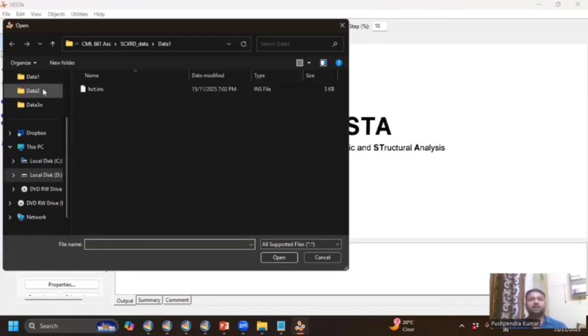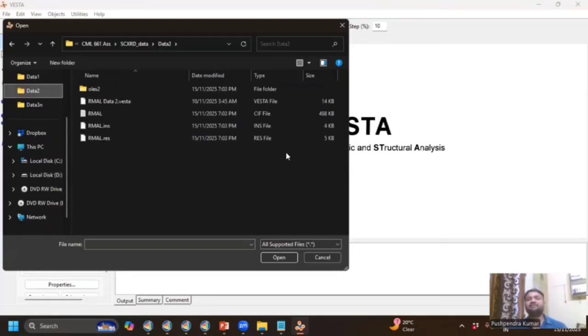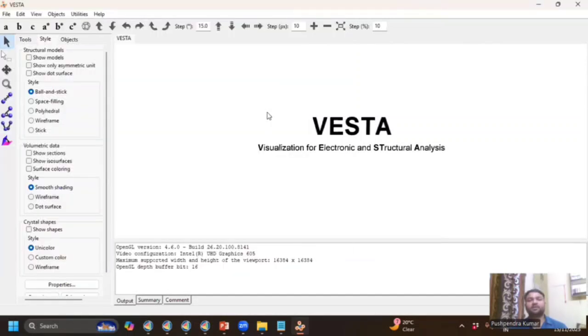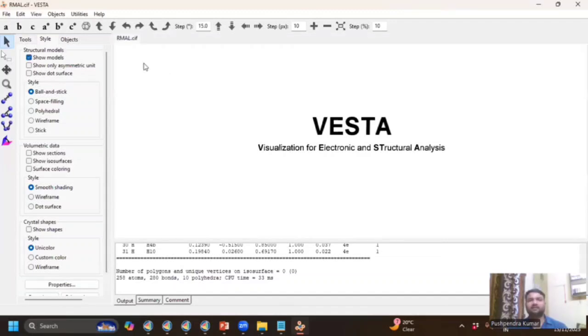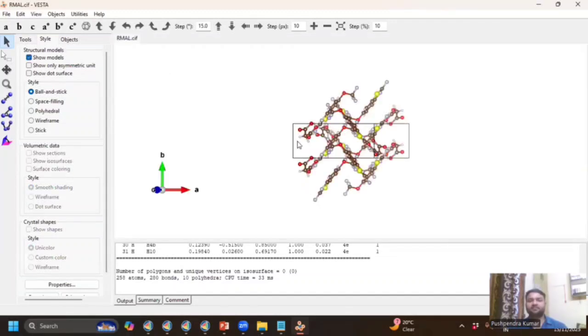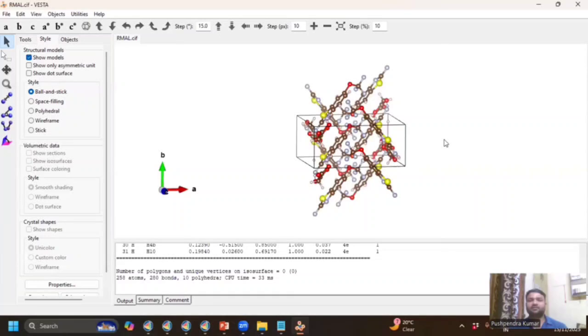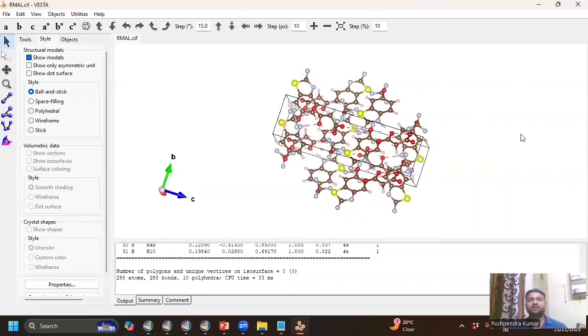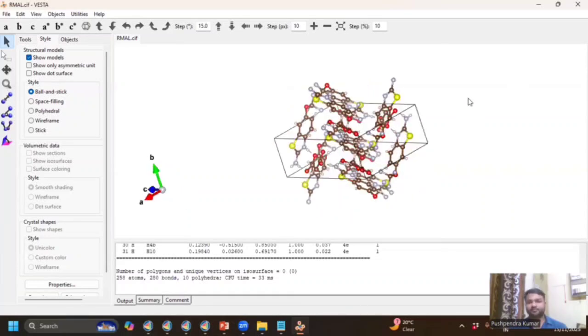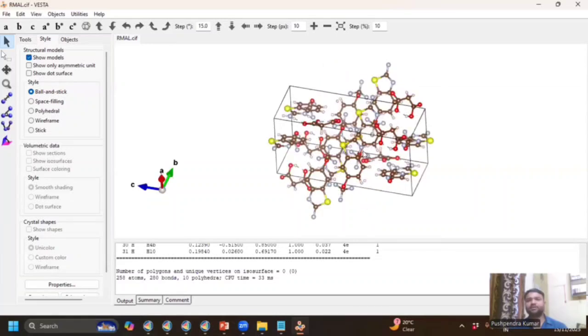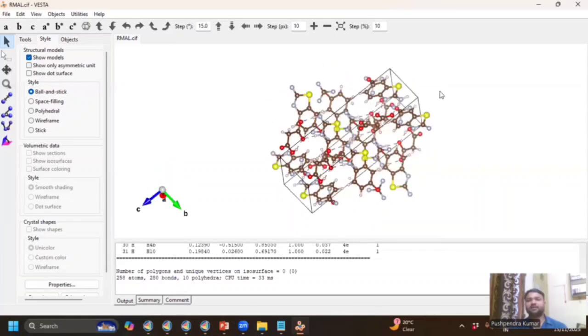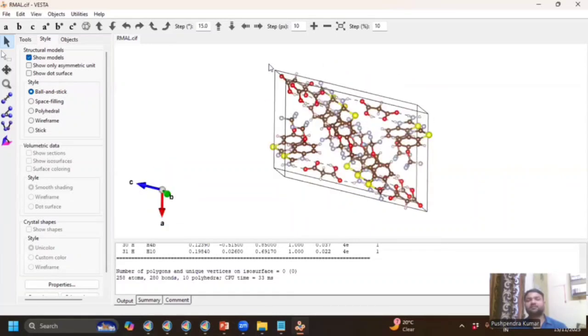We go to the data where we have saved the files. In the VESTA software, we open the zip file of the corresponding compound or structure. I am opening the RML drug zip file. By double clicking, I have selected the file, and we can see that this is the unit cell of the RML drug or RML compound. This is the unit cell corresponding to the RML single crystal XRD data that we solved in the OLEX software.